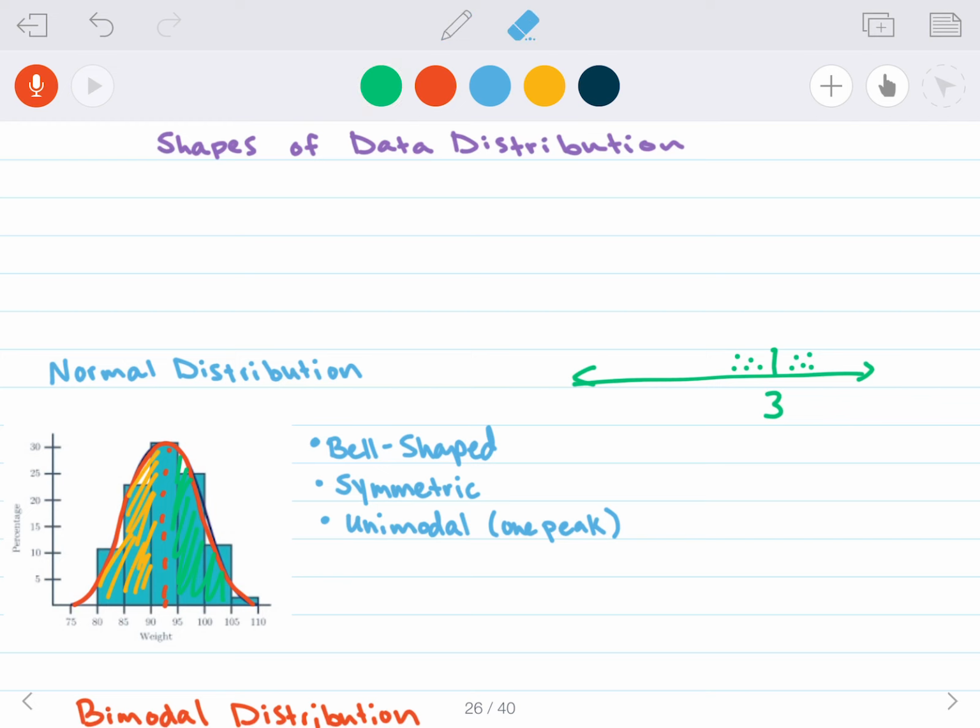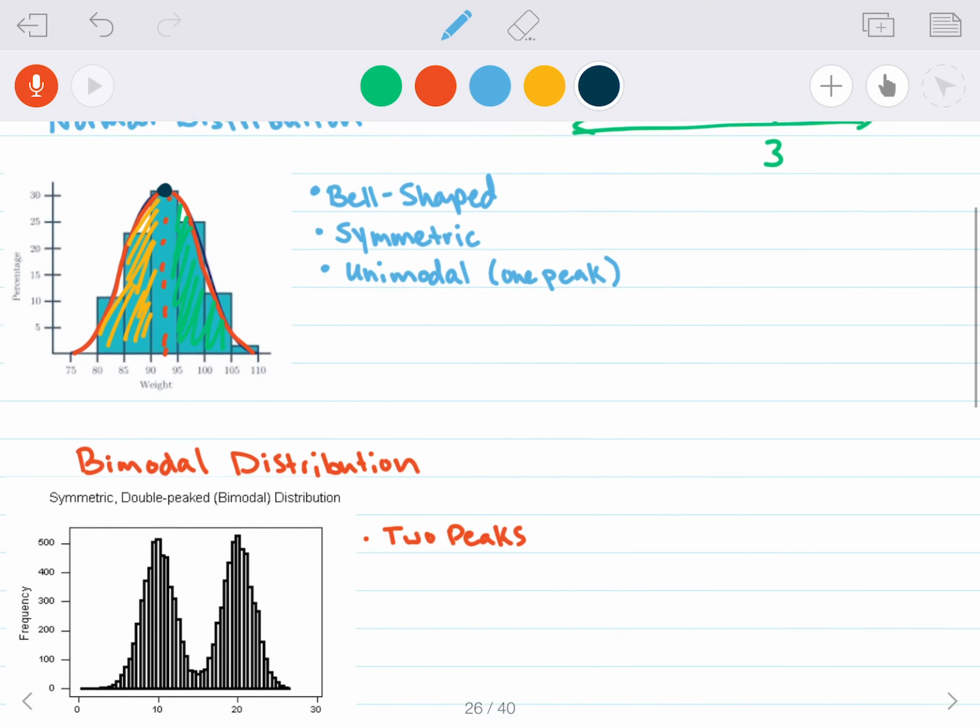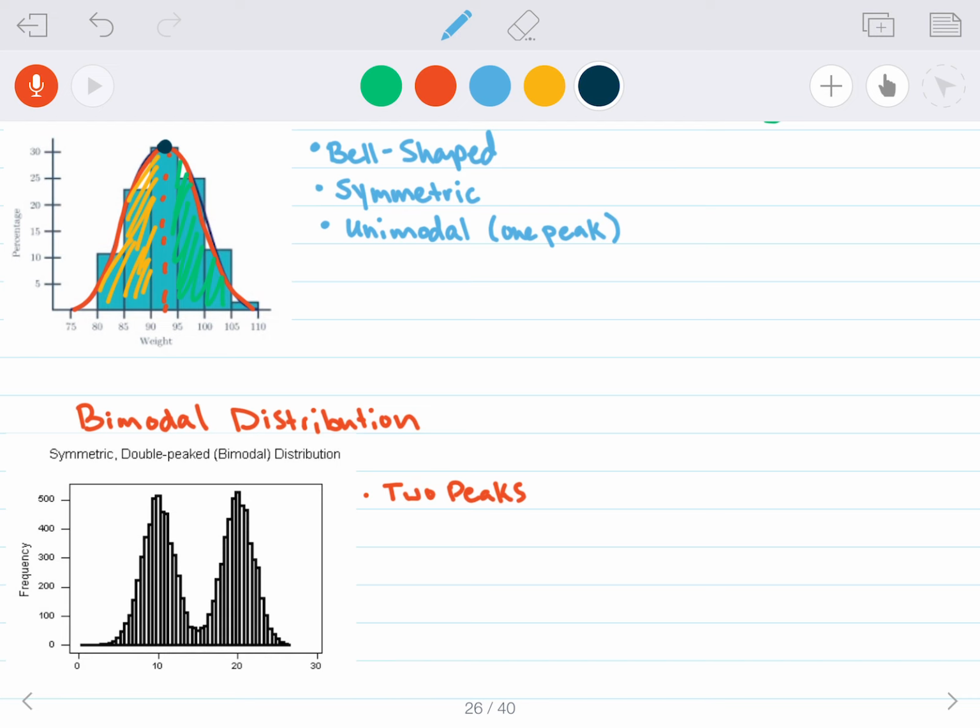Unimodal means that we have one peak, so just one highest point. So that's the idea of normal distribution. Again, you don't have to really get into this. When you take intro to stats, you're going to talk a lot about normal distribution, but for this test in particular, you just need to know what the shape of the graph looks like, the idea of symmetry, and what unimodal and bimodal mean. Bimodal means that we have two peaks in our data. You can see them here, the highest points. Bi means two, so bimodal means that we have two highest points, two peaks.